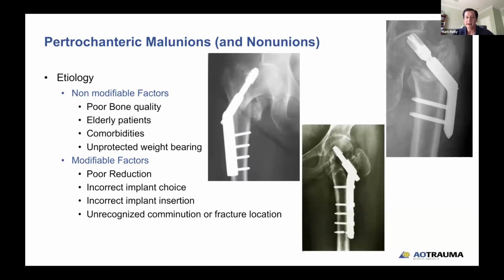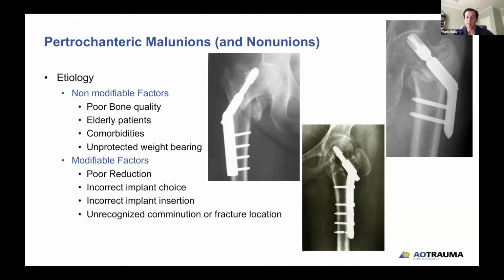So why does it happen? Well, it happens for some reasons we can't help. Intertrochanteric femur fractures typically happen in elderly patients with a lot of comorbidities. Their bone quality is quite poor. We can blame it on the patient and say they didn't protect their weight bearing, but of course we shouldn't be asking them to. But those are things that we can't control.